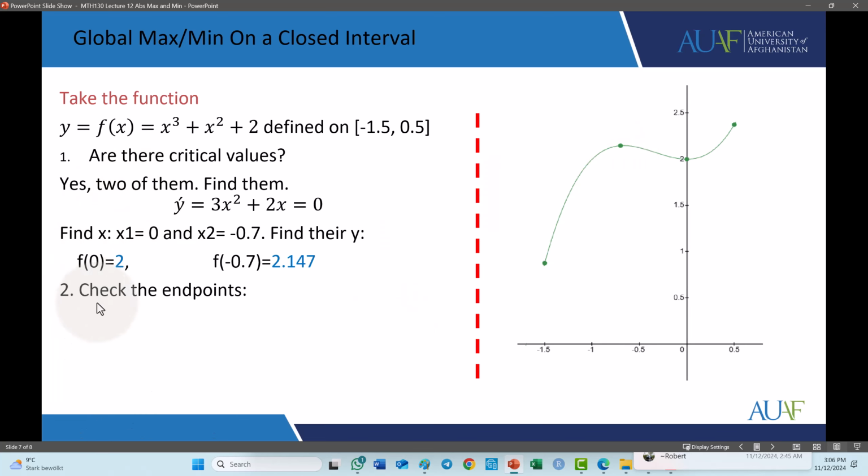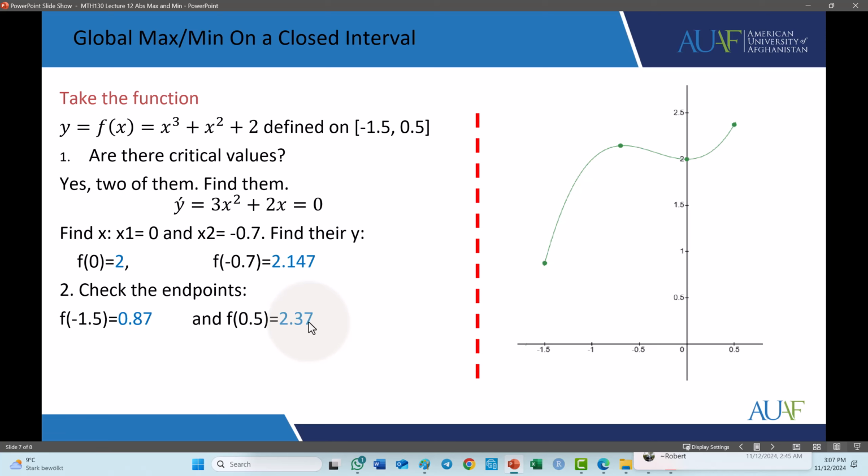In the second step, we check the endpoints. The endpoints: f of minus 1.5 is 0.87, this point here. The right end of the graph is f of 0.5, which is 2.37, which is this point up there. Then we compare these four values: 2, 2.147, which are critical points, interior points, and 0.87 and 2.37, which are endpoints.